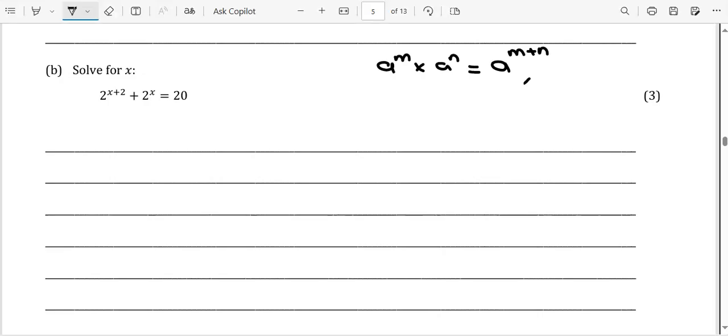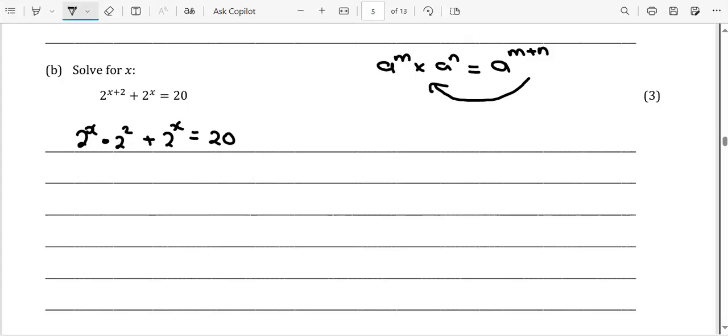So I'm going to take this law and reverse it on this problem. So basically I can write this thing as 2 to the x multiplied by 2 to the power 2. Then I'll have 2 to the x, it's equal to 20. So I did the reverse of that exponent law.